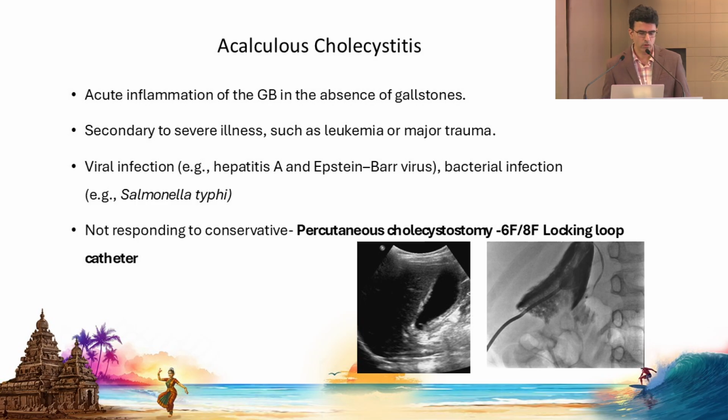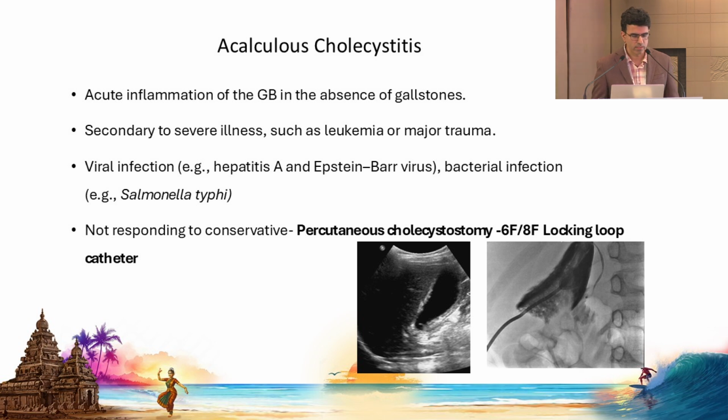Sometimes in pediatrics we can also do percutaneous cholecystostomy, as seen in adults in cases of acalculous cholecystitis, in which we do a transhepatic gallbladder drainage with a 6 French or 8 French locking loop catheter. A common indication is seen in patients with leukemia, ALL, especially at a pediatric BMT transplant center. These are quite common indications, along with viral infections like hepatitis B and salmonella infection.